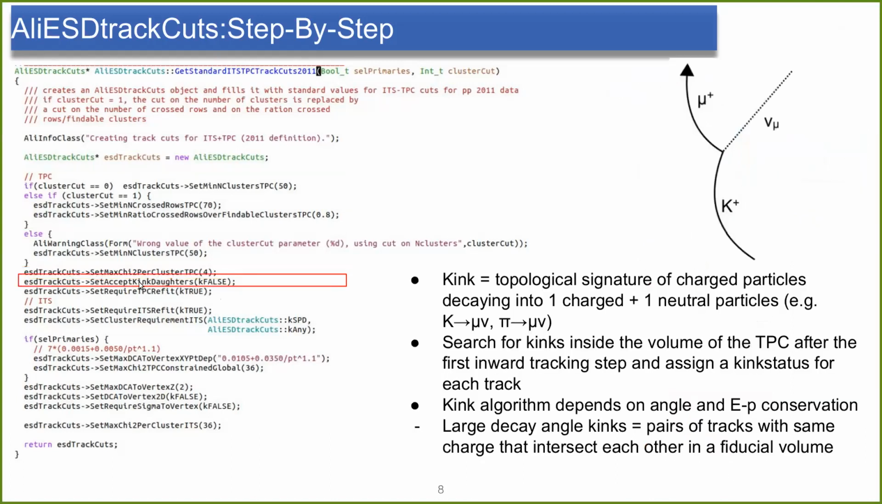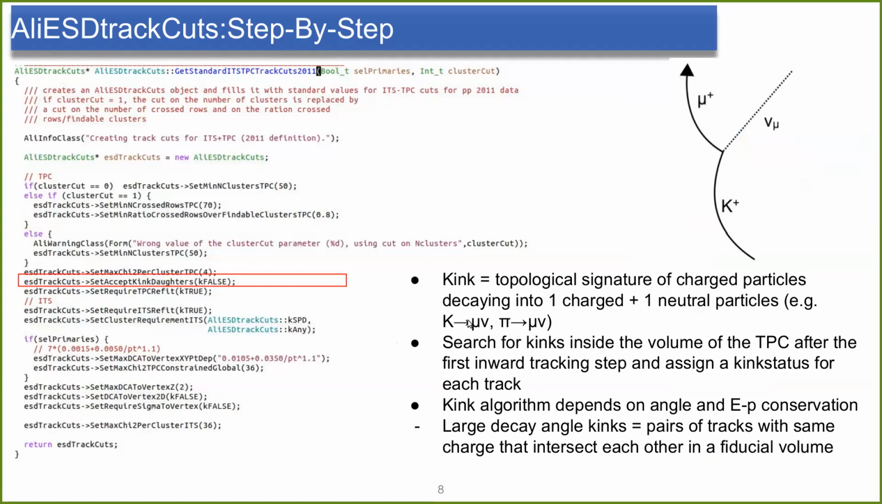Now let's go to another kind of track selection that we use in this set, that is set accept kink daughter. It is set as false, which means we will not use the tracks which are coming from a kink decay. So what is this kink decay? A kink decay is a particular topology of decaying of a charged particle into one charged particle and one neutral particle. For example, the kaon going to one muon and one neutrino.